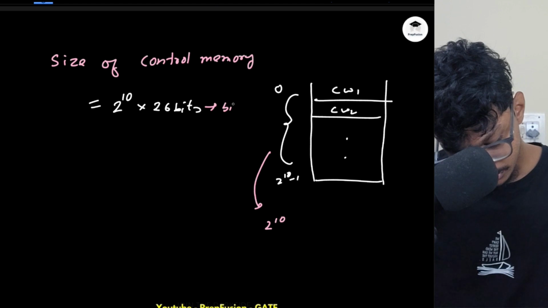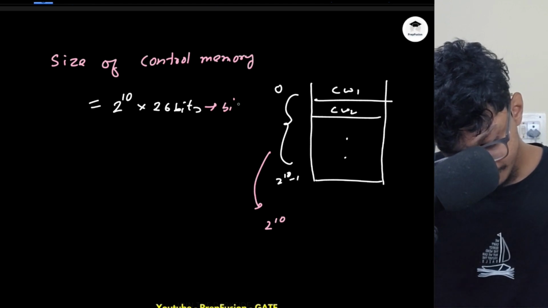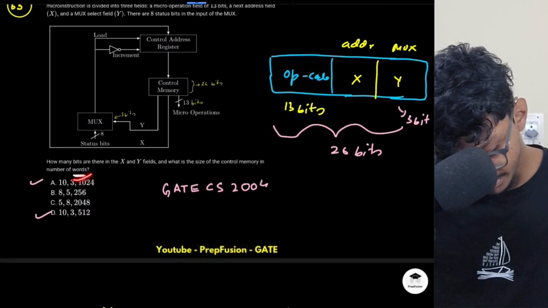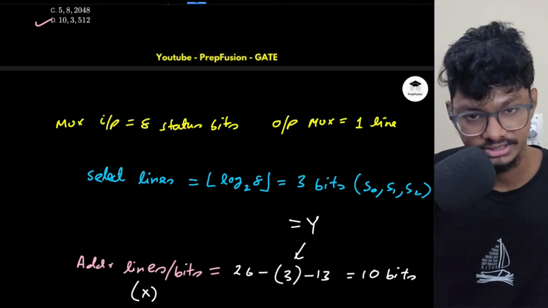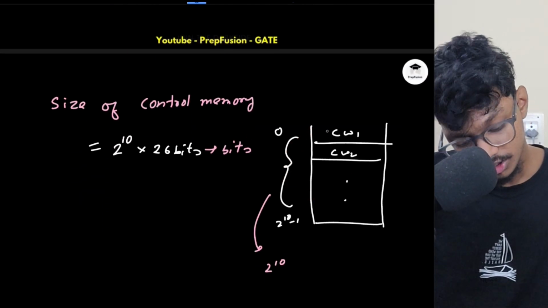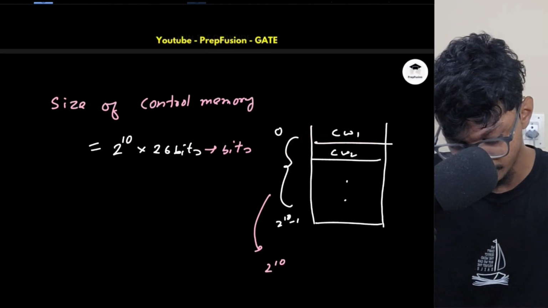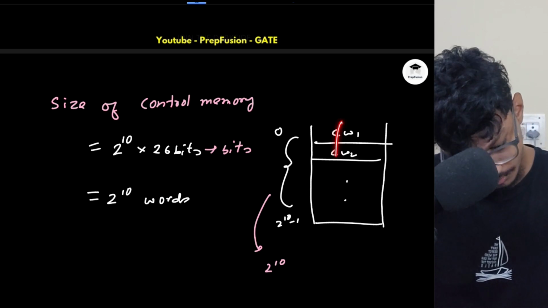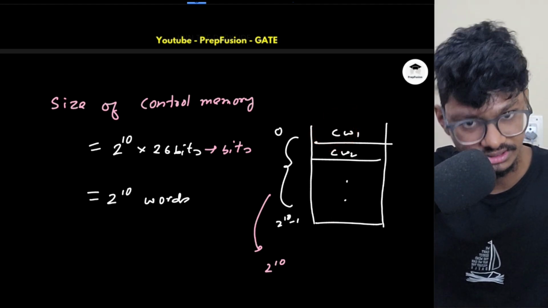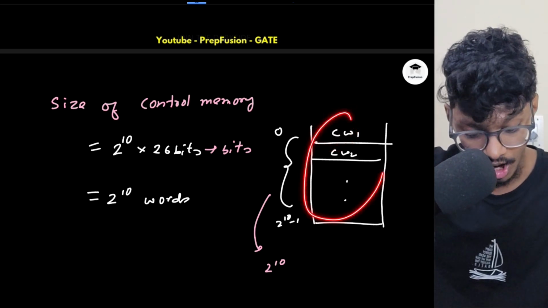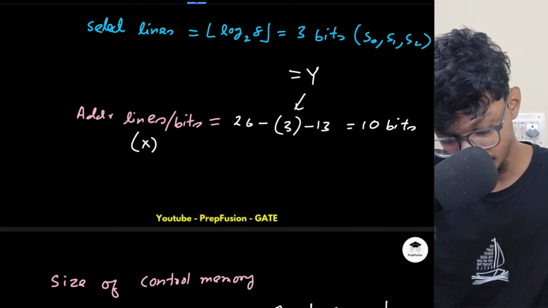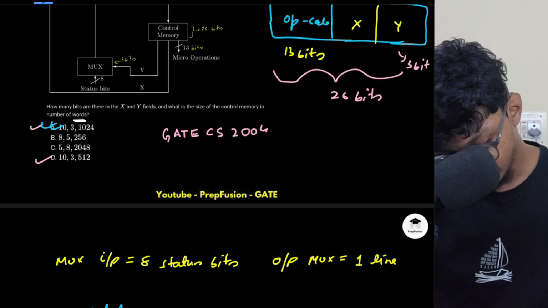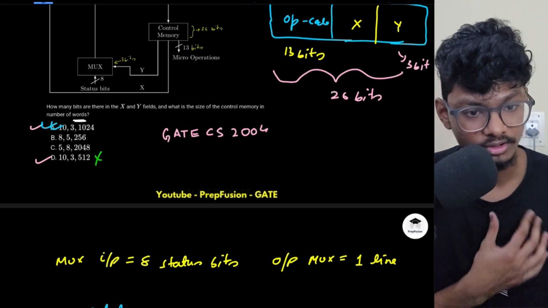They are only asking me how many control words I have, the size of the control memory in words, how many number of control words. Each word is 26 bits, but I don't need to do this conversion. Total I will have 2 raised to power 10 control words, because this many address field I have. They are not asking me in bits. I have 2 raised to power 10 words, that is 1024. So option A will be correct. So just be careful what they are asking exactly.